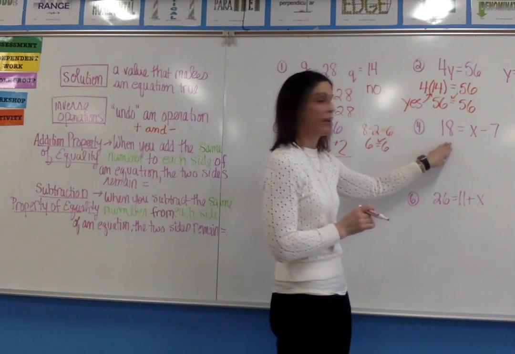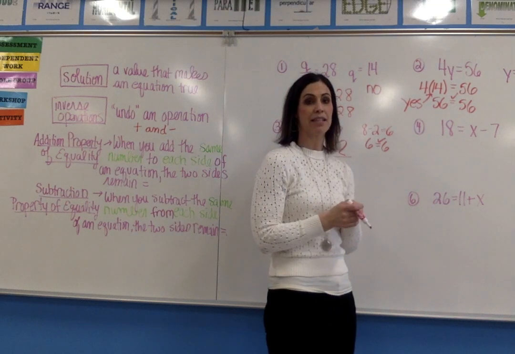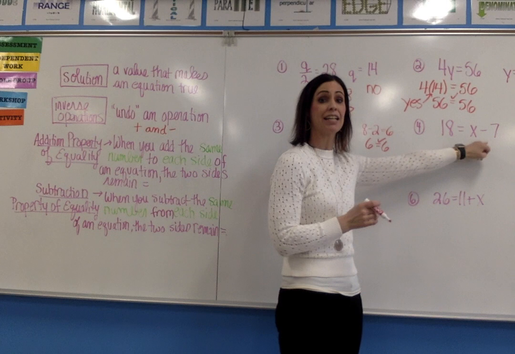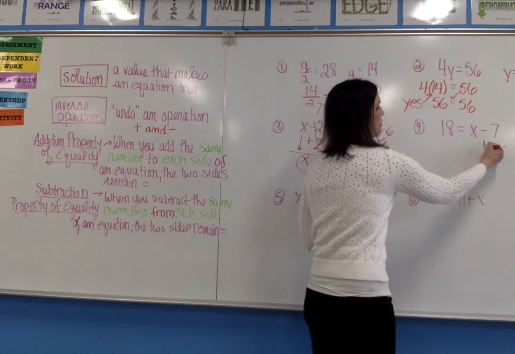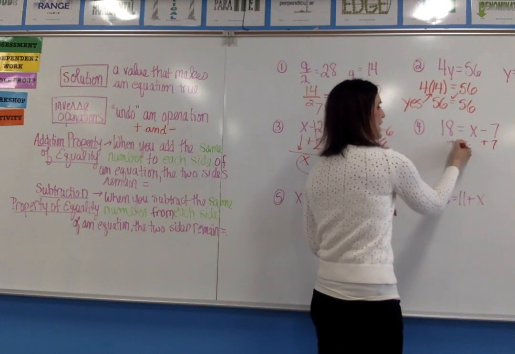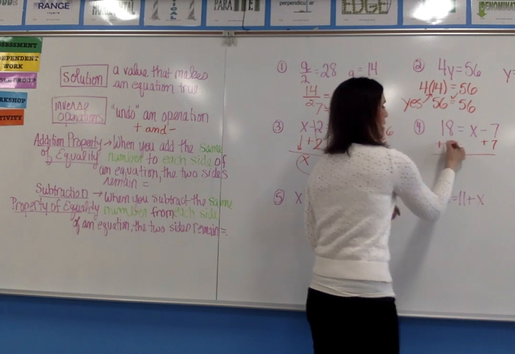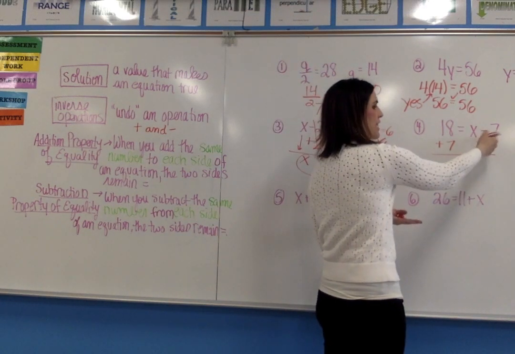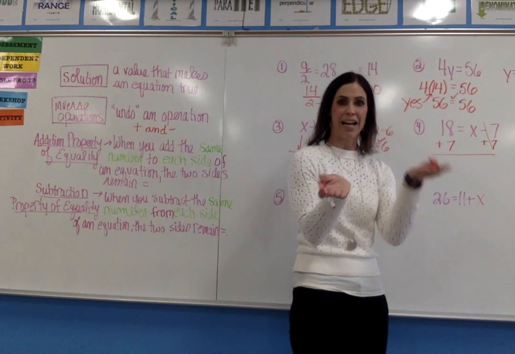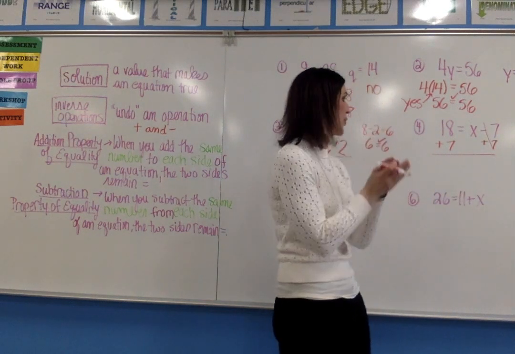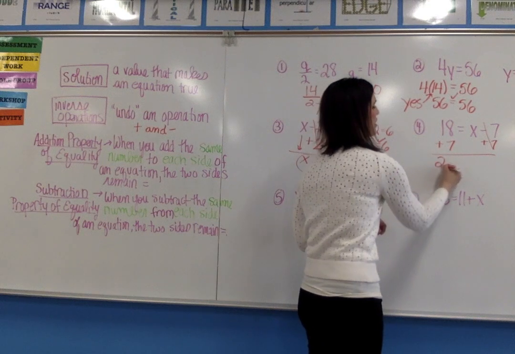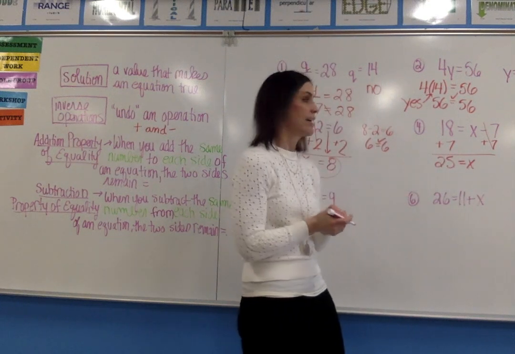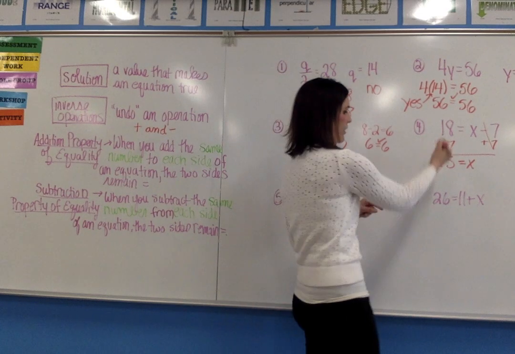Example number 4. 18 equals x minus 7. This time the variable's on the right, but since I'm subtracting 7 from the variable, I am going to add 7. And again, I need to do it to each side of my equation to keep it balanced. Again, if I have negative 7 and I add 7, when I add the opposite, it becomes 0. 18 plus 7 is 25. So 25 equals x.